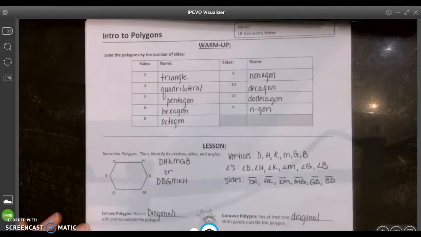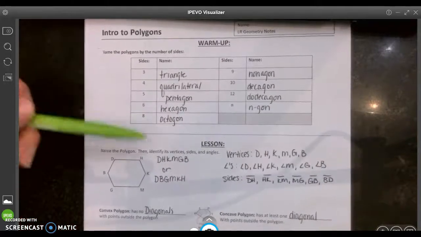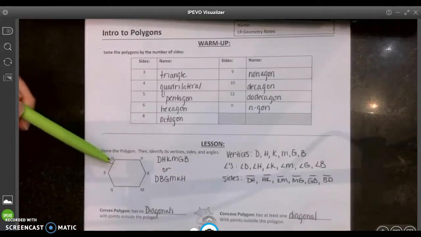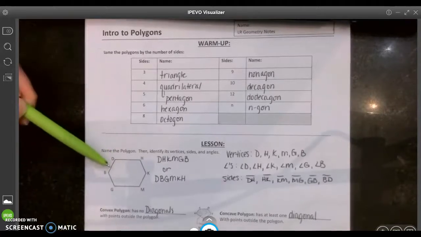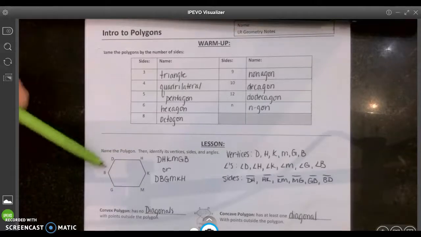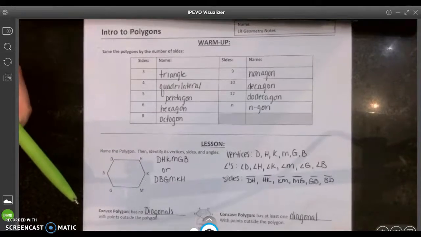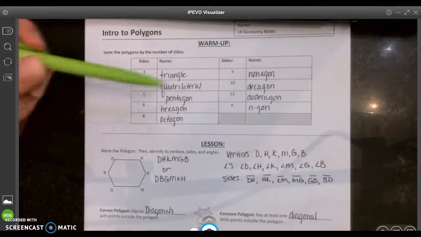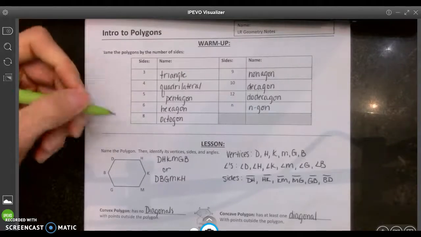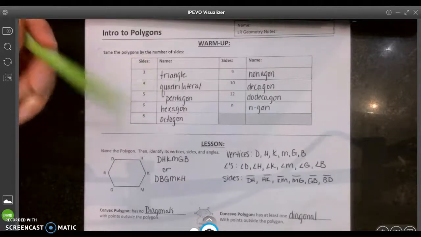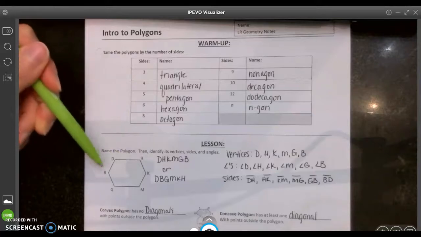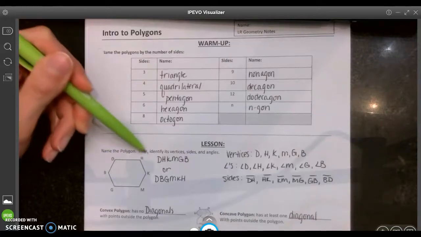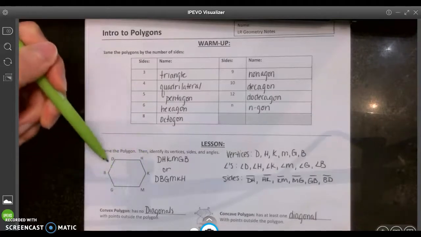This is also something we kind of already know, but we only talked about quadrilaterals, so we only named polygons with 4 sides. So if we have an octagon with 8 sides or a pentagon with 5 sides, this here is a hexagon, then we need to name it with all of its letters. So we are going to name this hexagon DHKMGB. And so I picked a letter. I went clockwise around the figure.